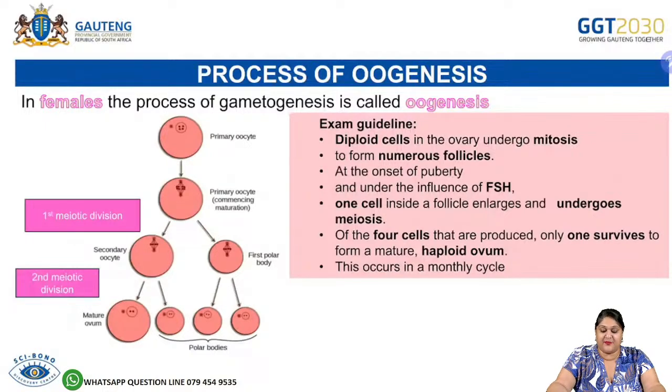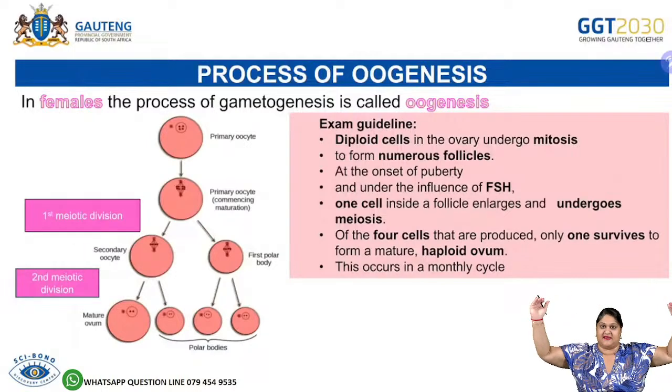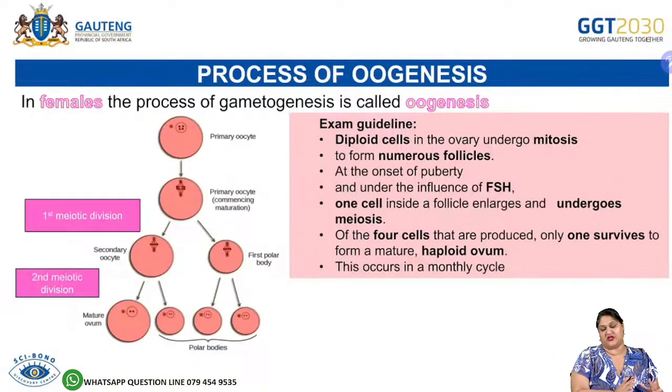In females, the process of gametogenesis is called oogenesis. Very important that you understand that. Gametogenesis are the both of them together. Collectively, it is called gametogenesis. Below that heading, like a subheading, you get oogenesis, which occurs in females, and spermatogenesis, which occurs in males.